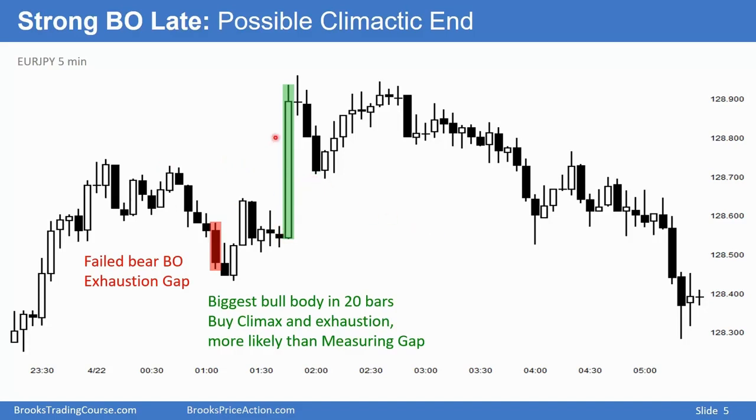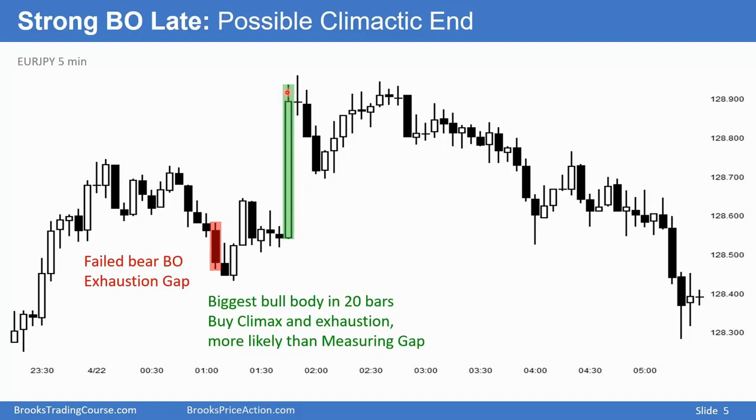However, whenever I see the biggest bull trend bar occurring 20 or more bars into a bull trend, the odds are it's going to be an exhaustion gap. Here, a doji bar, not a strong sell bar, but here we have a bear bar closing on its low. That makes me think that the odds are this will end up as an exhaustive end of the trend instead of the start of an even stronger trend.